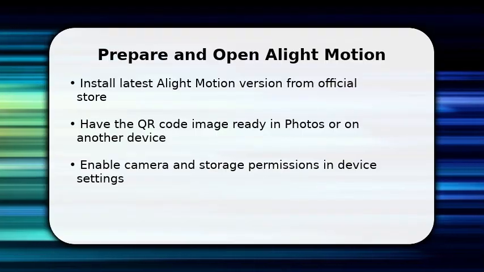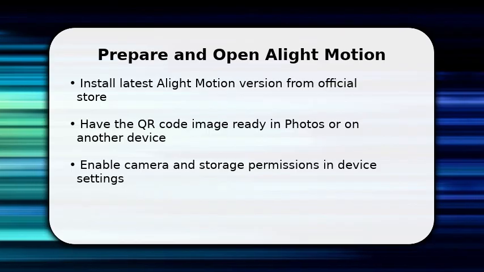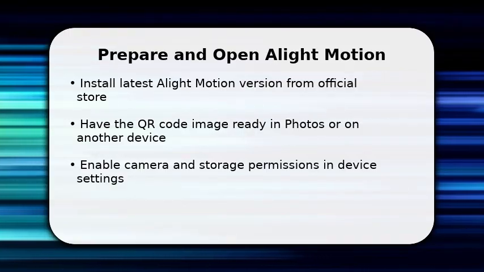You start by confirming Alight Motion is updated and has camera and storage permissions. This prevents failures when importing QR content. Open Alight Motion now and create or open a project so the import target exists. Once the project is loaded, tap the Media Import icon to access photos or files.